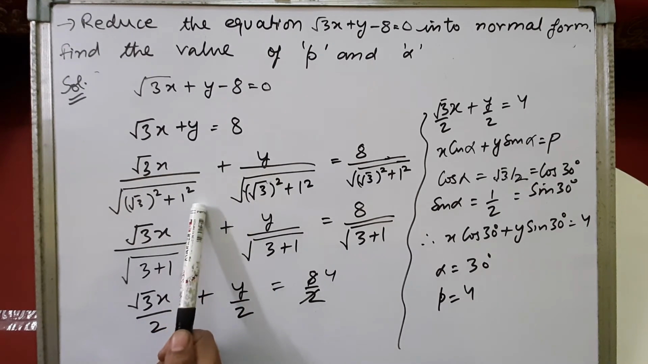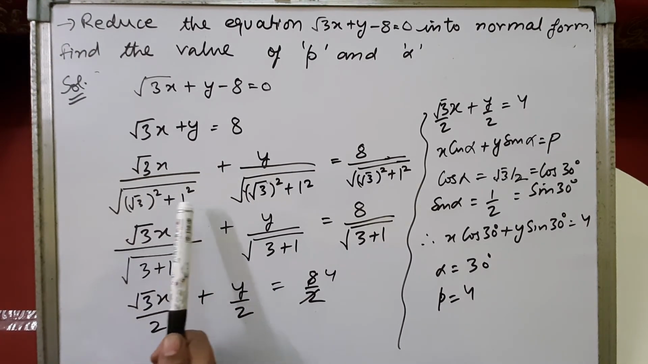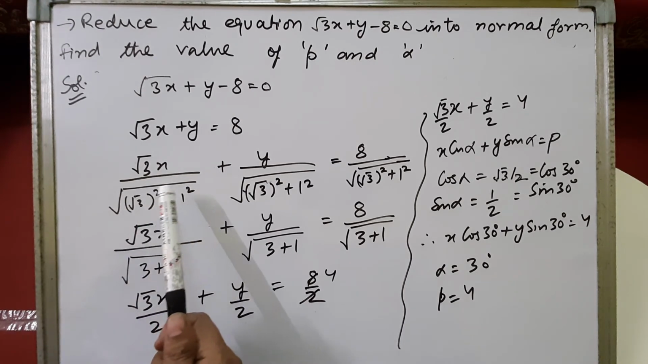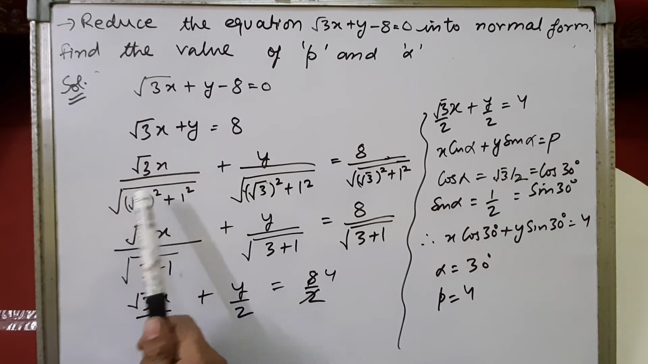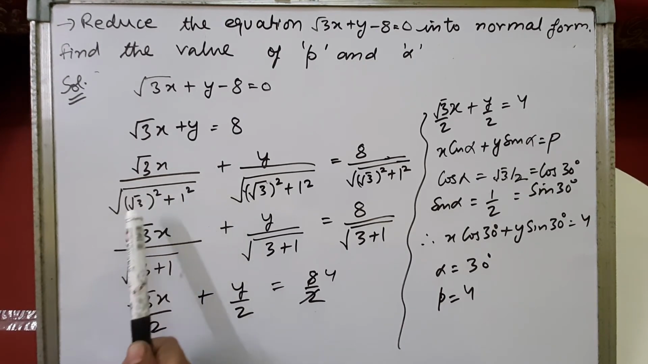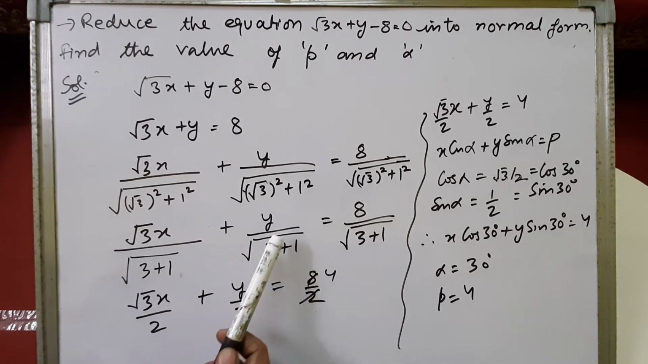Then we'll divide by the square root of the sum of the squares of the coefficients of x and y. The coefficient of x is root 3, and of y is 1. So we divide by the square root of a square plus b square, which is root of 3 square plus 1 square. So it will become root 3x upon root 4, y upon root 4, 8 upon root 4. Root 4 is 2. So root 3x upon 2 plus y by 2 equals 4.